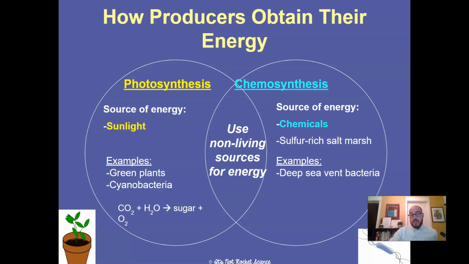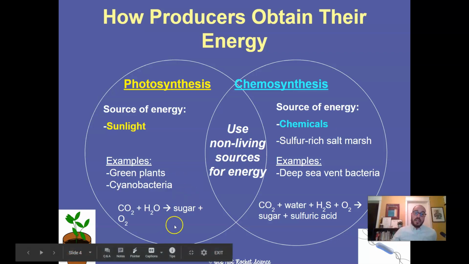So over here we have CO2 plus H2O, we get glucose and oxygen due to photosynthesis. Over here on the chemosynthesis side, this is a bit more complicated. We have CO2 plus water, plus hydrogen sulfide and oxygen, and you get sugar plus sulfuric acid. So sulfuric acid is the waste product here. Sugar is our product. Over on the photosynthesis side, sugar is the product. Oxygen is the waste product.